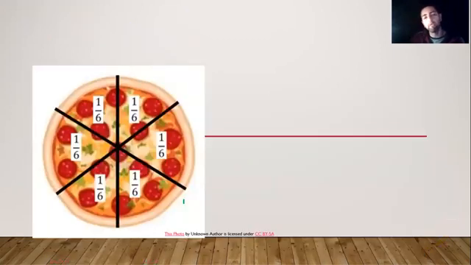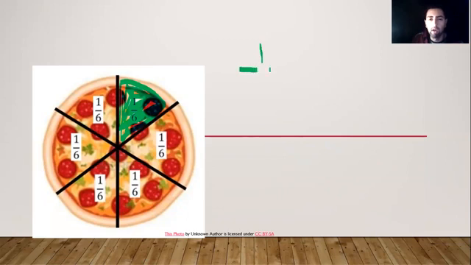So here's a different pizza. Now, let's say I still only gave you 1 slice. So you're only going to eat 1 slice, which is this one. All right. So again, the top number is for how many pieces we're talking about. Well, I'm going to write a 1. That's the top number because we're only talking about 1 piece.